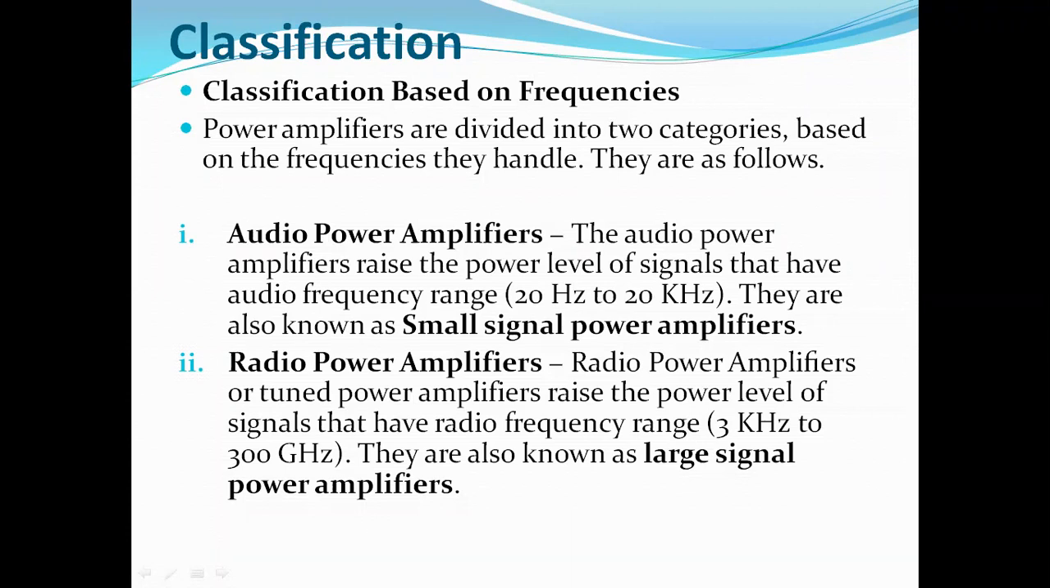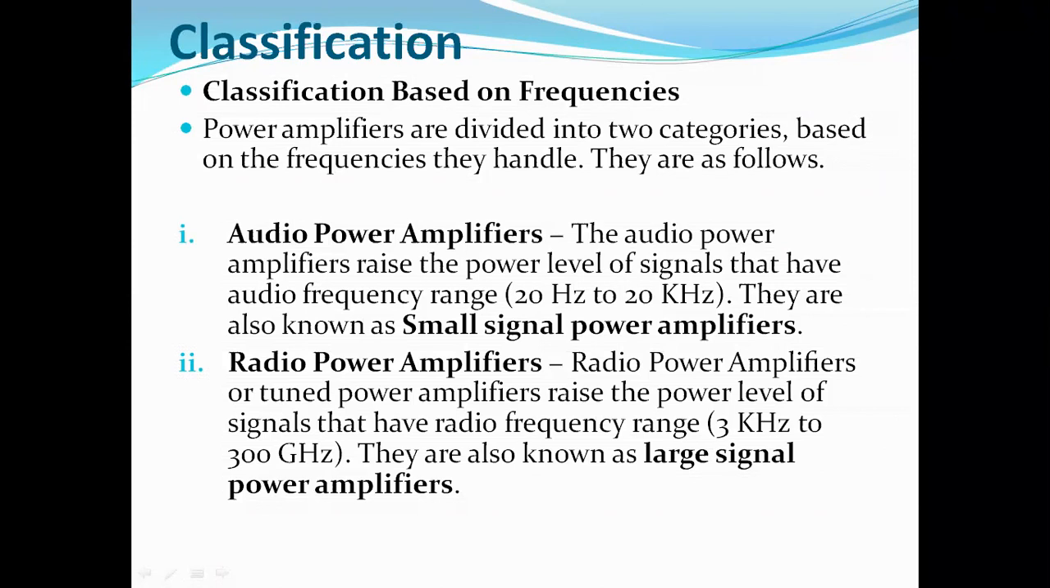First one, classification based on the frequencies. Power amplifiers are divided into two categories based on the frequencies they handle. They are, first one, audio power amplifier, second one, radio power amplifier. What is meant by audio power amplifier? What is meant by radio power amplifier?